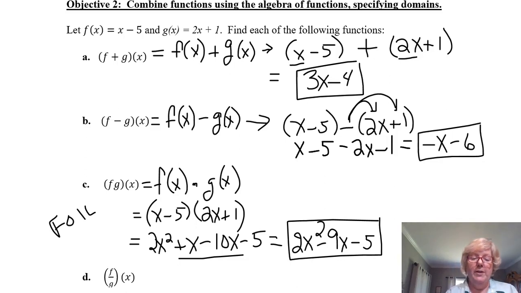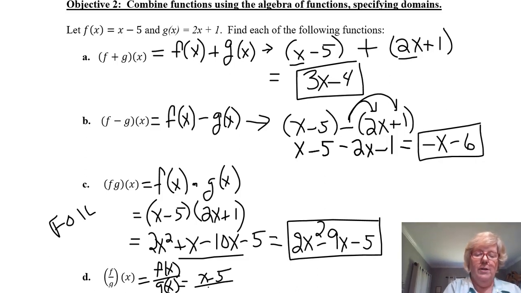Now this last one is always my favorite, even though it is a fraction. The fraction is division. That just means to put the f of x over the g of x. f of x would be x minus 5, and that would be over 2x plus 1. And there's nothing to actually work out with division like that.